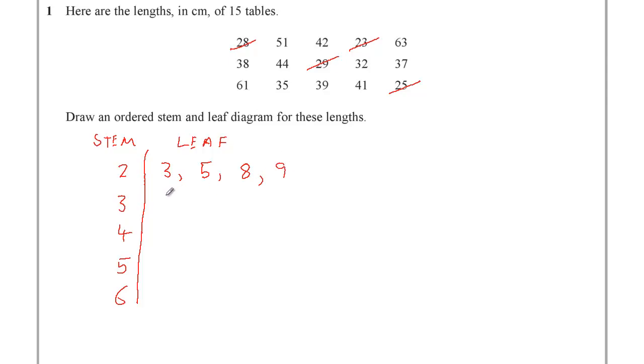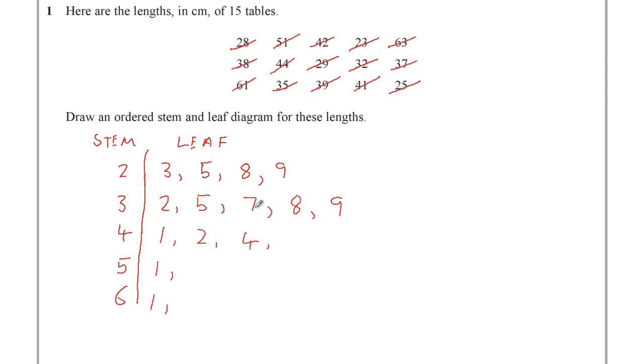And then we start on the 30s. There we are, we've done it. Stem and leaf diagram, and it's ordered in the sense that they're in the right size level, 23, 25, 28, 29. And we must of course put a key in.